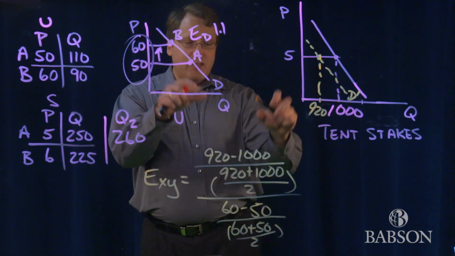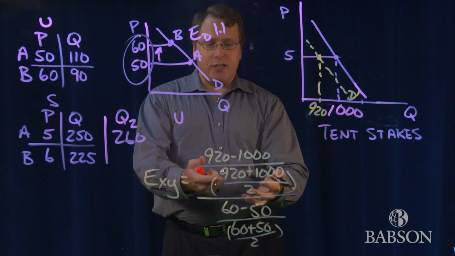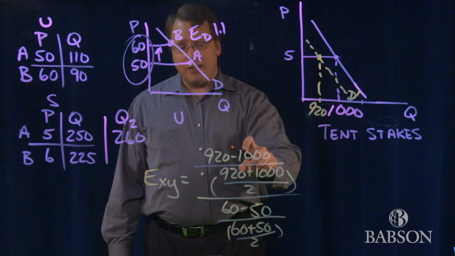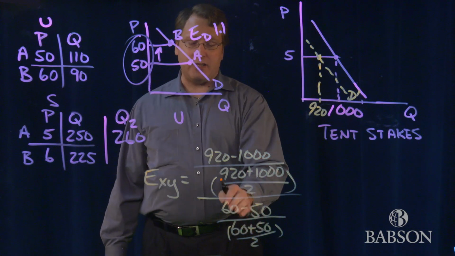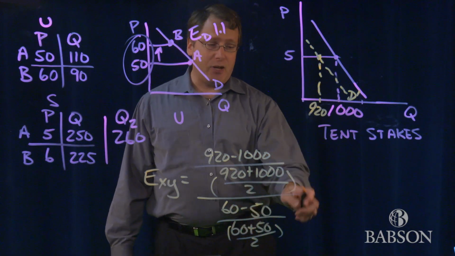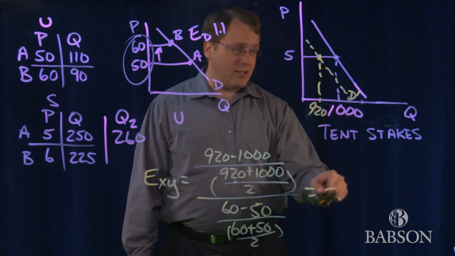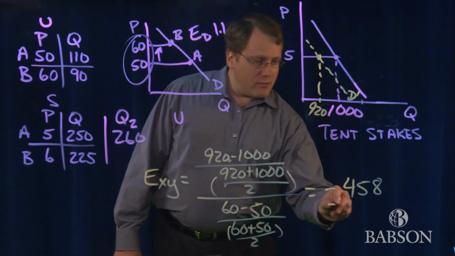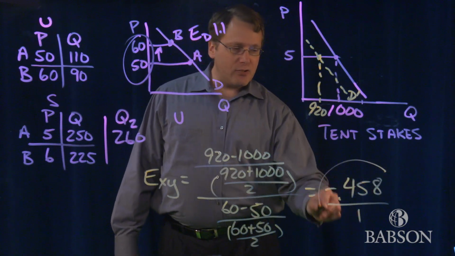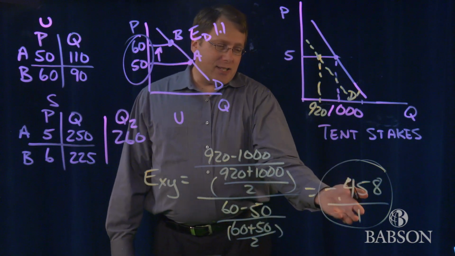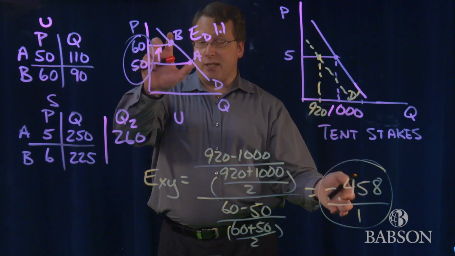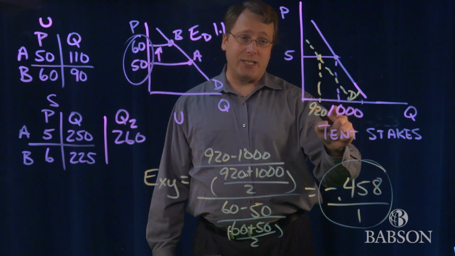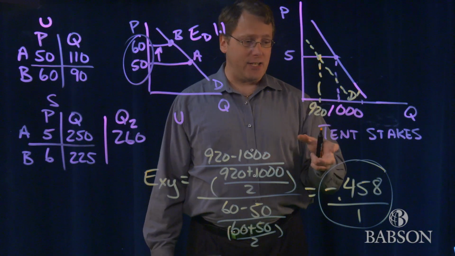And we see that as the two calculations here are done, you'll notice something: the numerator up here, 920 minus 1,000, that's going to be negative. The denominator here, 60 minus 50, that's going to be positive. And so the result of this is actually minus 0.458. And as we think about interpreting what this result is, this basically says that a 1% price increase in umbrellas will lead to a 0.4% decrease in the quantity demanded of tent stakes.